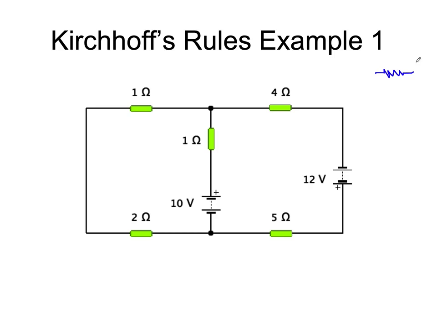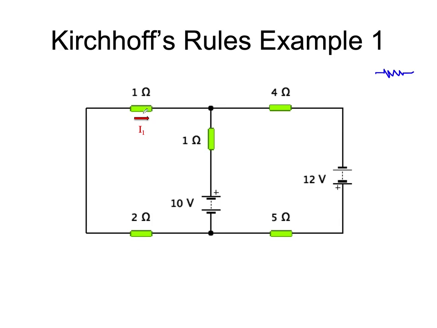So how do we solve this? First step, we guess the direction of the current. I'm going to arbitrarily guess that the current through this resistor up here is heading to the right. I might be wrong, but we'll find out. The reason is I've got this 12 volt battery trying to push current around this way, and a 10 pushing it this way, but I'm going to guess it's that way. I'm going to call that current I1.